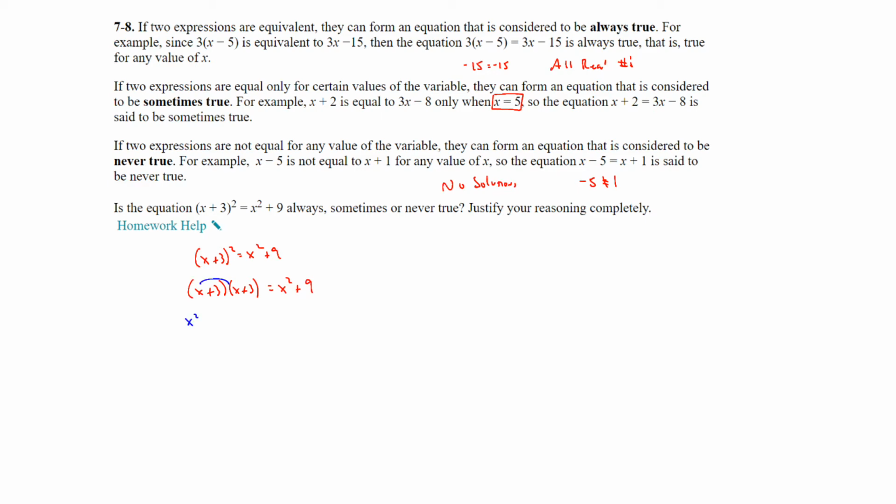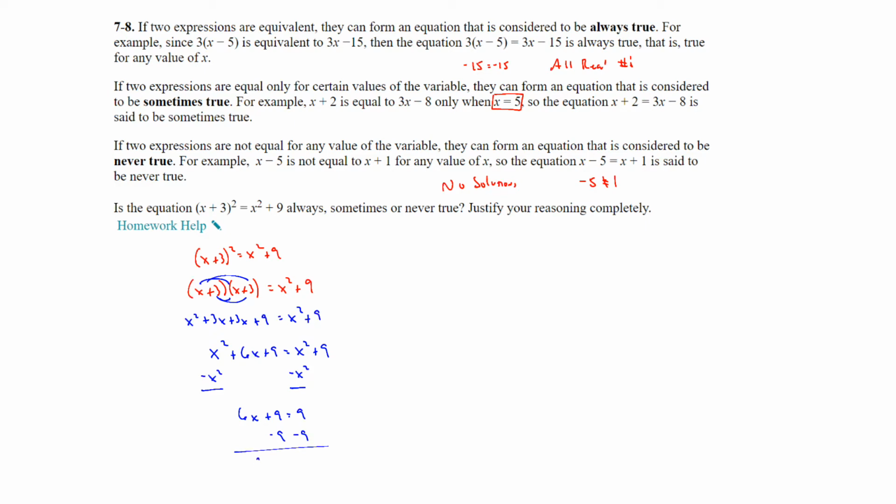x times x is x squared. x times 3 is 3x. Then we have another 3x and a plus 9. So I'm going to combine: x squared plus 6x plus 9 equals x squared plus 9. We've had problems like this where we subtract the x squared, and in this case, as in the other ones, the x squared cancels for right now because we haven't got to the part where we're solving quadratics just yet. And now we can solve for x.